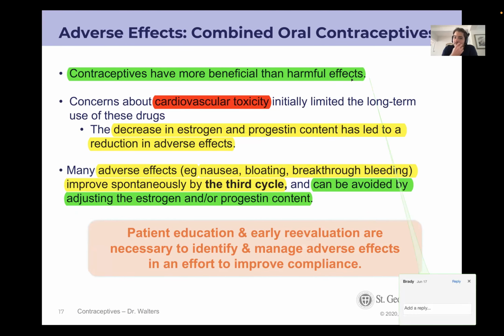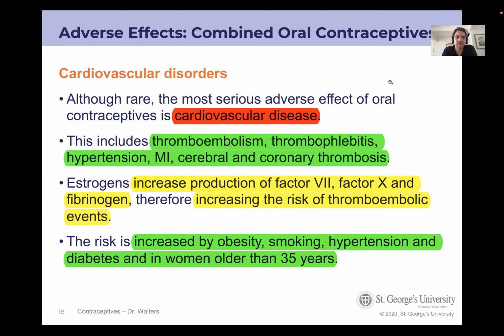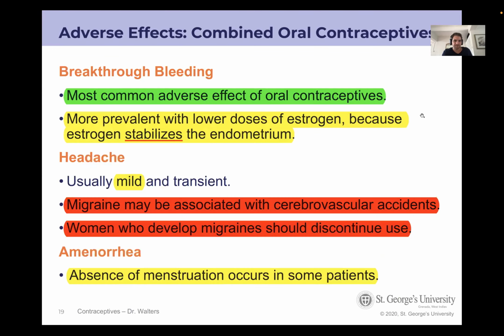Some of the problems: cardiovascular toxicity, and it can increase the risk of blood clots as well. So you have to be aware of that. With thromboembolism, if there's a history of emboli or thrombus formation, you want to discontinue these. Also, the risk of these is increased by obesity, smoking, hypertension, and diabetes, which would be expected.